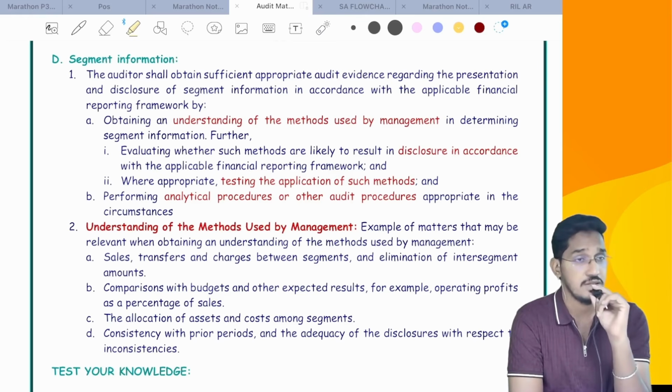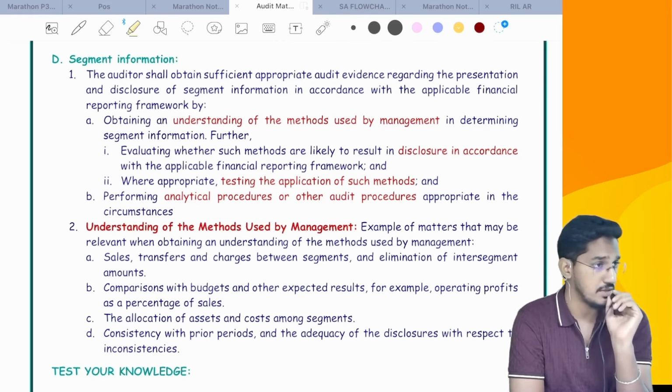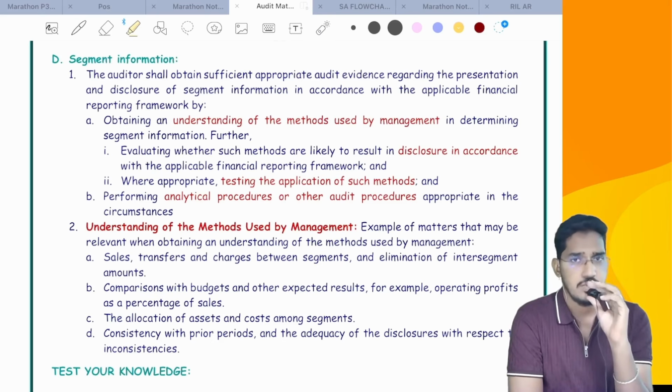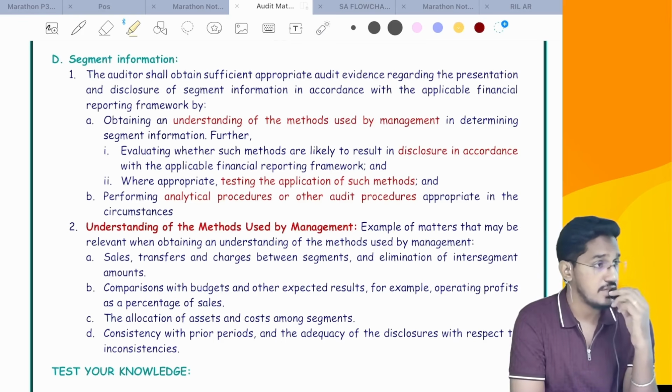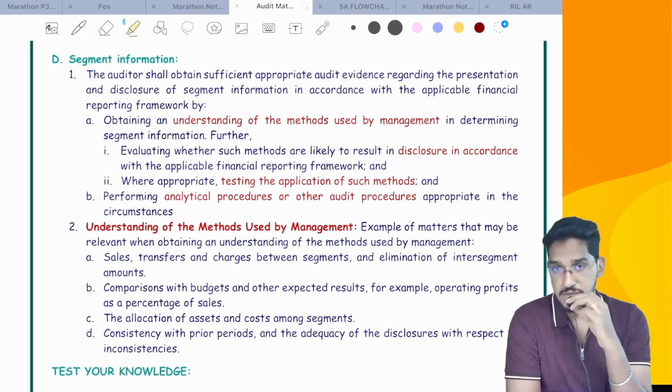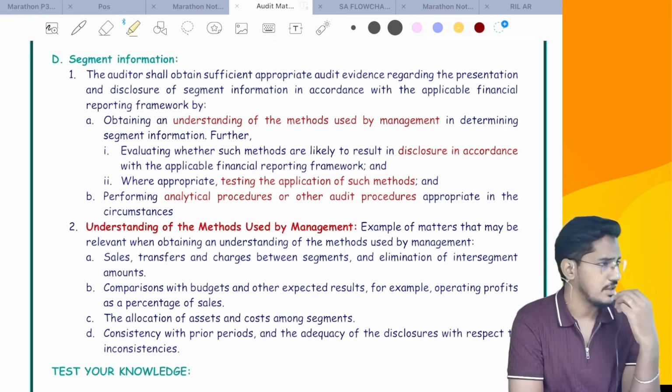For example, if the client is having multiple businesses in the current year, take Reliance. Last year from the petroleum segment, they generated 70% of the revenue. In the current year, they have generated only 60% of the revenue. So I will do the comparison. Why is there a fall? Is it a genuine reason or is it any misrepresentation? So like this, I will try to dig deeper and get the information.